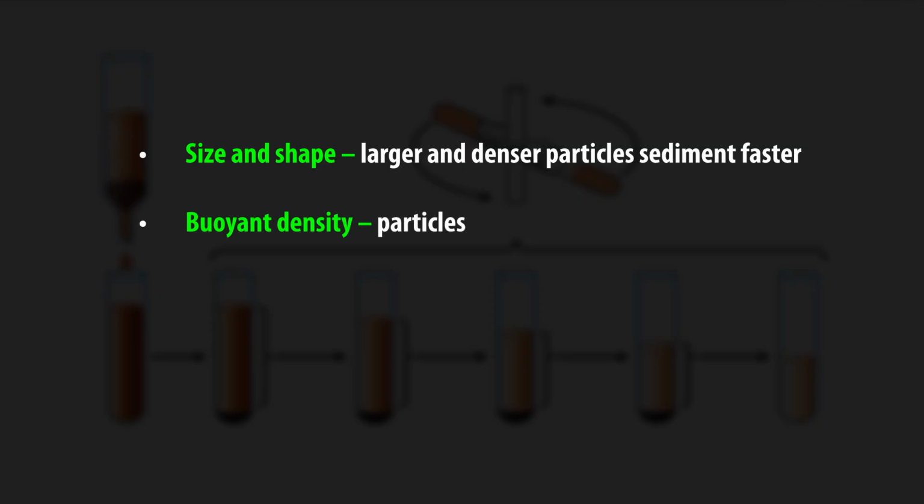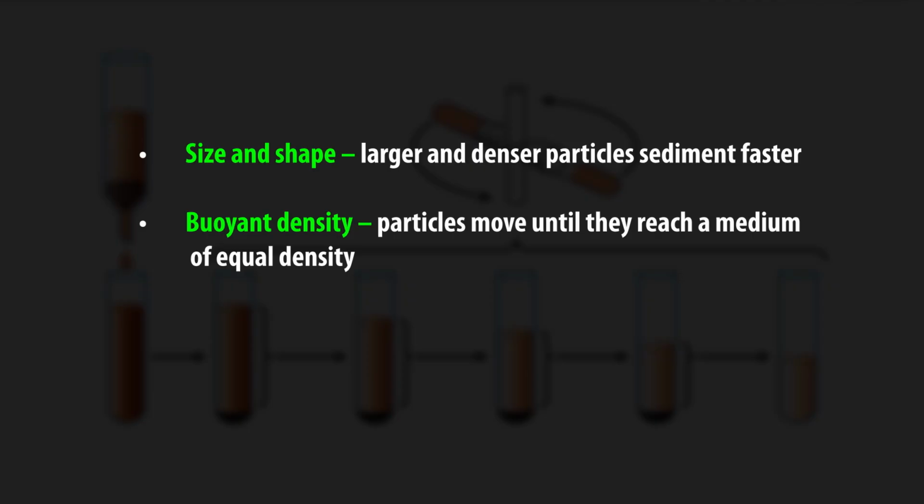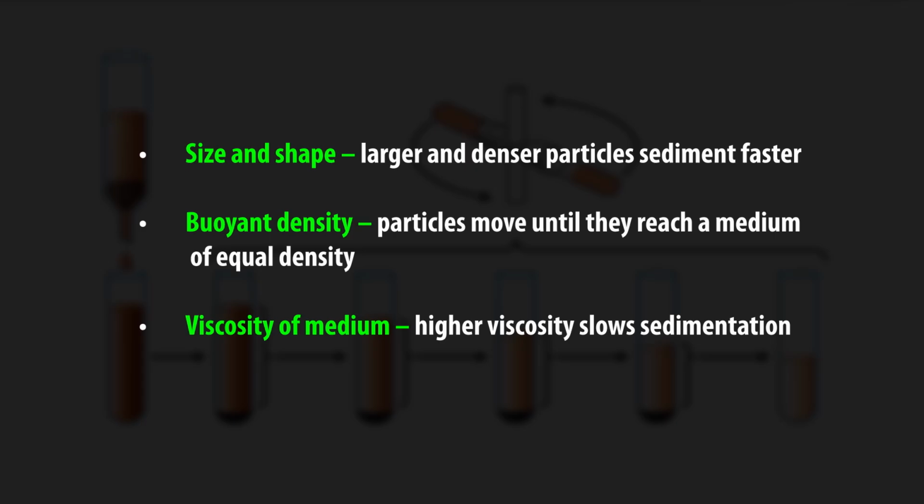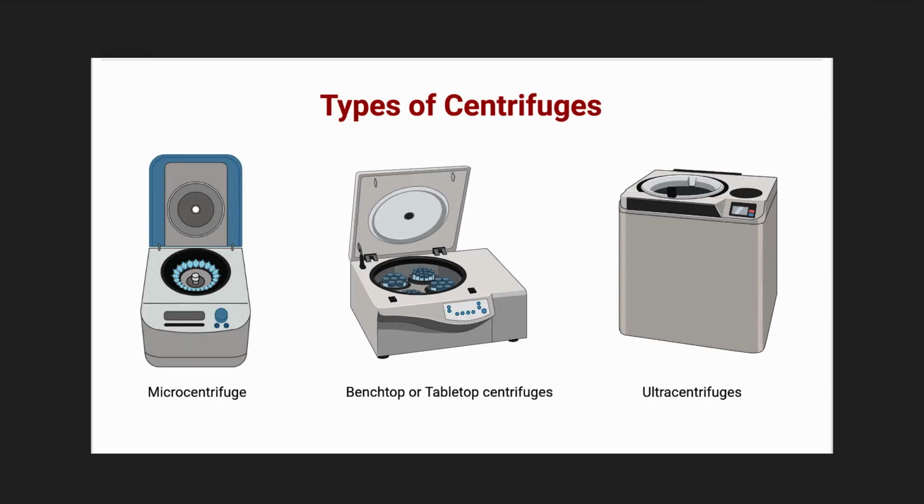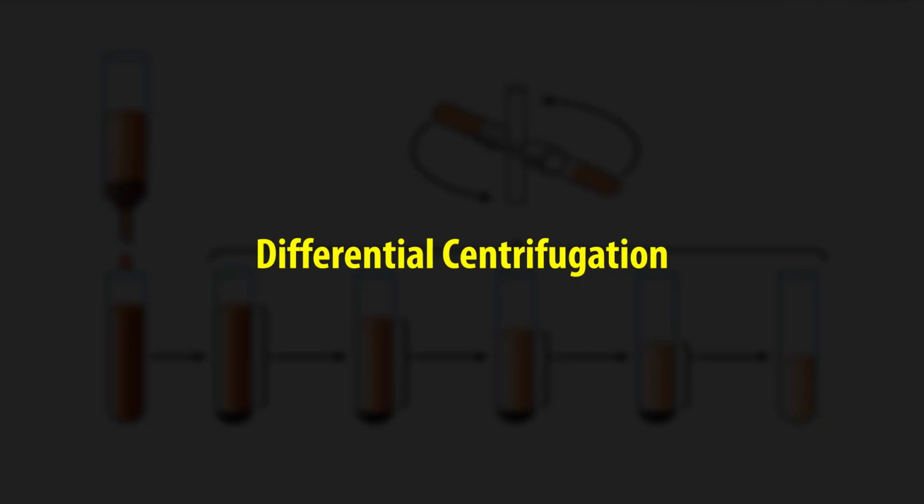Particle density: particles move until they reach a medium of equal density. Viscosity of medium: higher viscosity slows sedimentation. Types of centrifuges include tabletop for low speed, high speed for microsomes, and ultracentrifuge for viruses or ribosomes, reaching over 1 lakh G. Differential centrifugation.